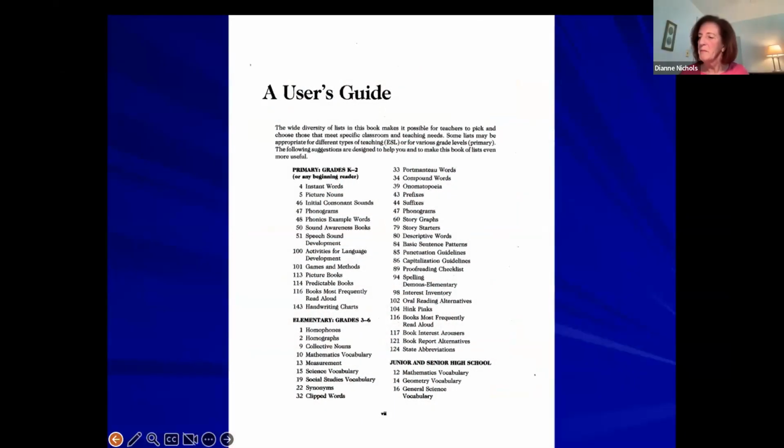So the table of contents for this book is actually 6 pages long, but the authors have included a 3-page user's guide, which is really great. I use this a lot, and you can see on the first page of the user's guide are lots of things you might use in teaching skills for kindergarten through 2nd grade reading level. For 3rd through 6th grade, there are a lot of other things, and then for junior high and high school.